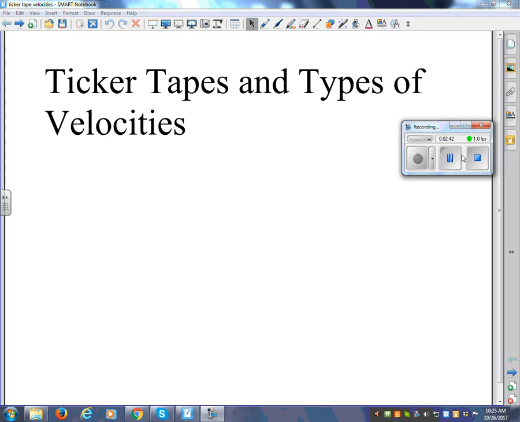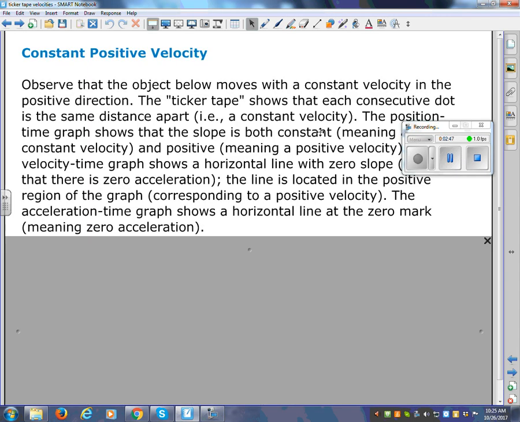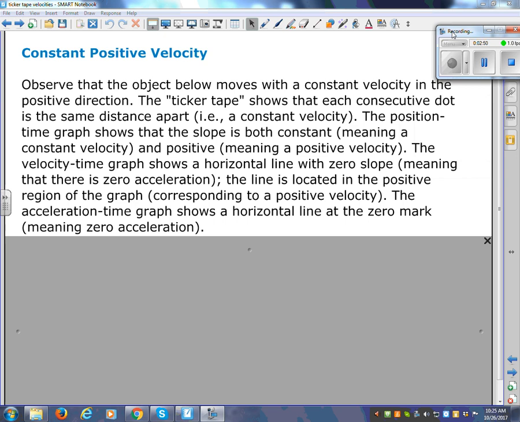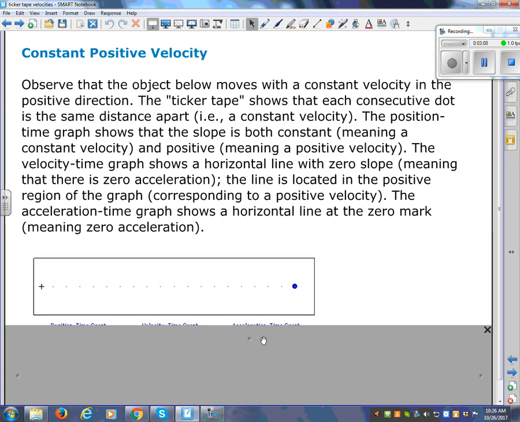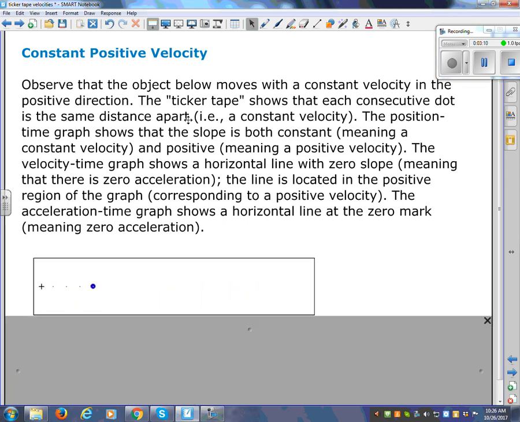Okay, so you're going to draw little ticker tape motion. I think the first one that you have is constant positive velocity. I'll read the first one and then abbreviate a little bit. Observe that the motion below moves with a constant velocity in the positive direction. Of course, positive direction is to the right. The ticker tape shows that each consecutive dot is the same distance apart, which means a constant velocity.